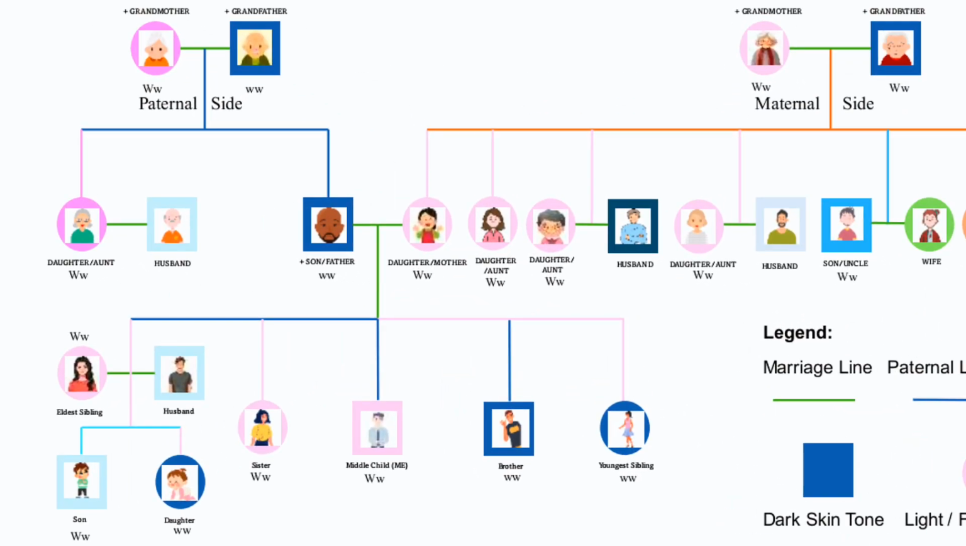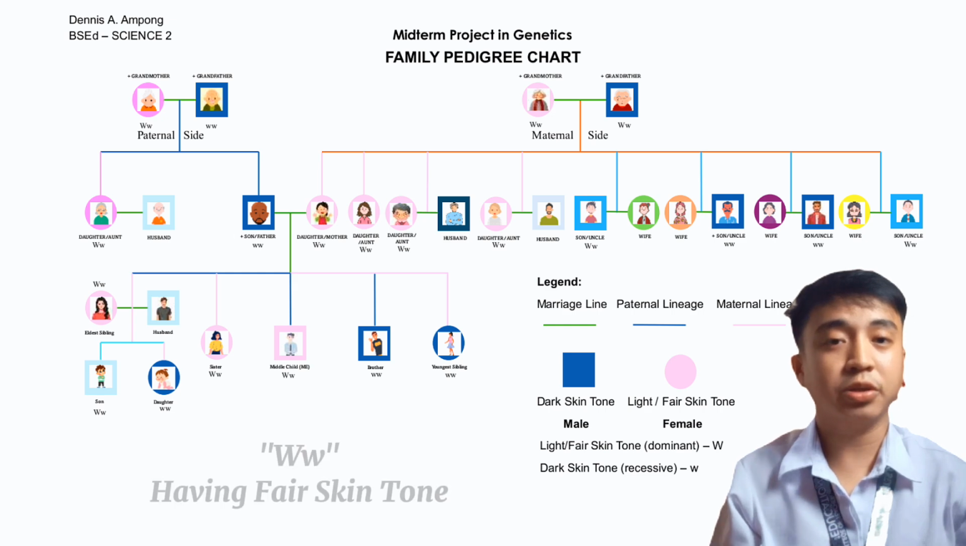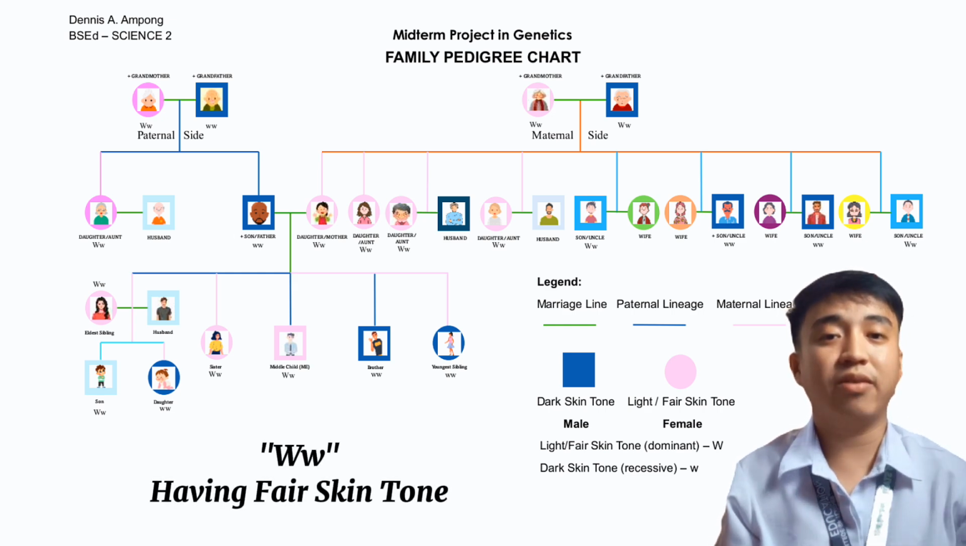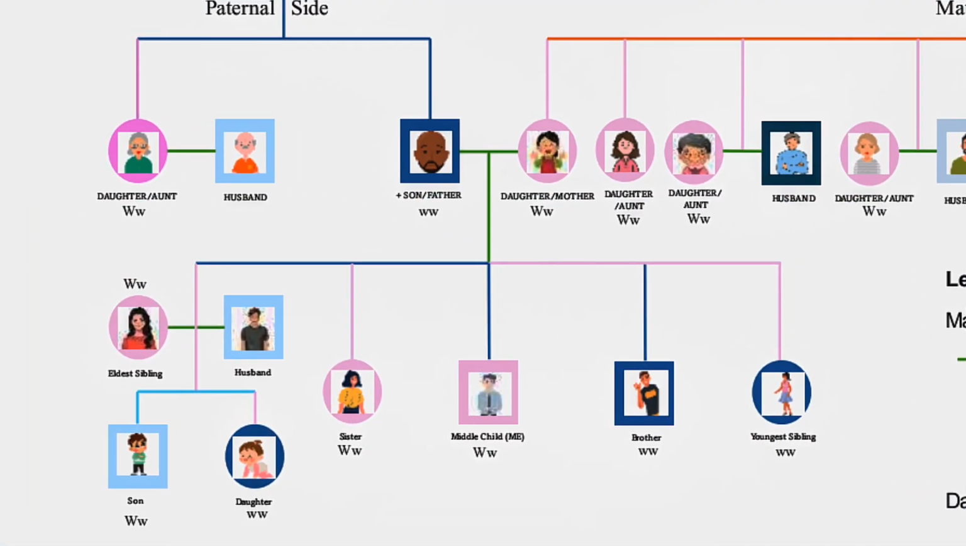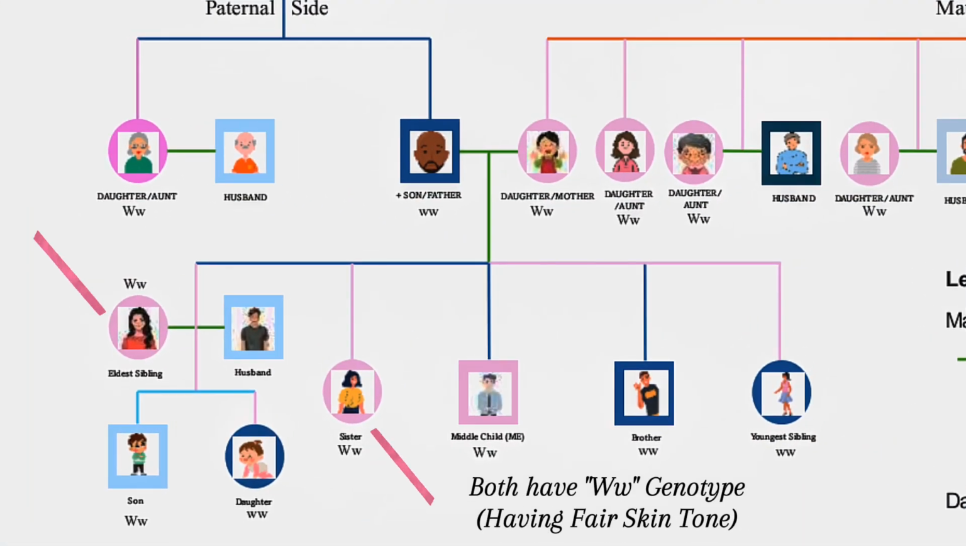I, the middle child, the third generation, also have the Ww genotype, which means I have a light or fair skin tone, which is possibly caused by my mother's genotype having the dominant fair skin allele represented by the capital letter W. For example also is my eldest sibling, who also has the Ww genotype, meaning they have a fair skin tone.